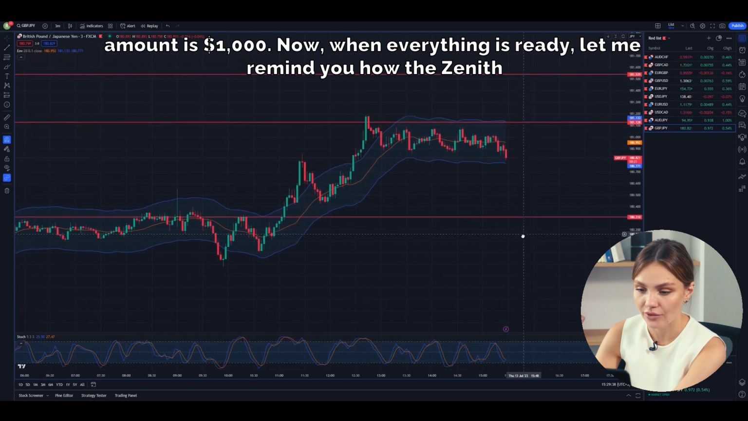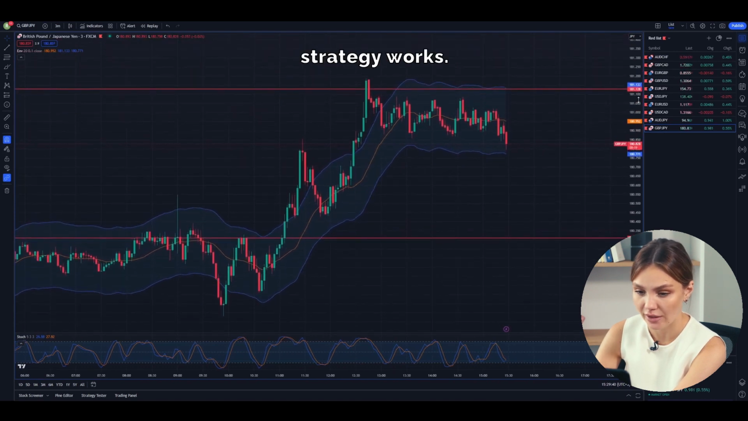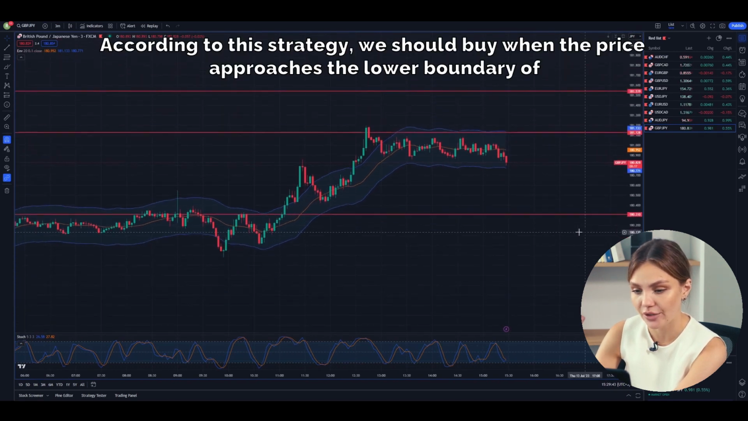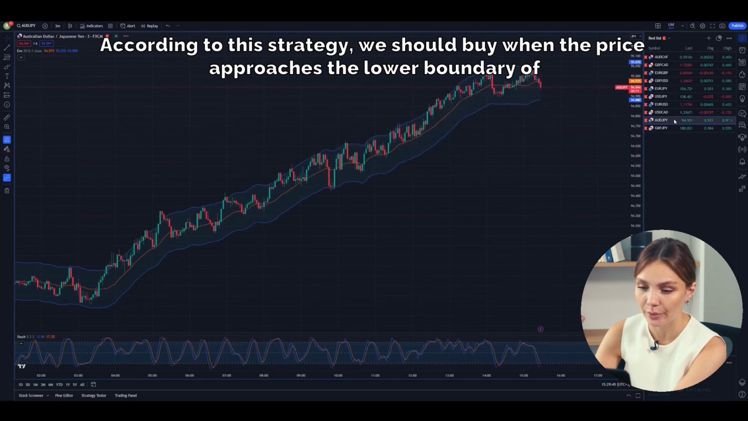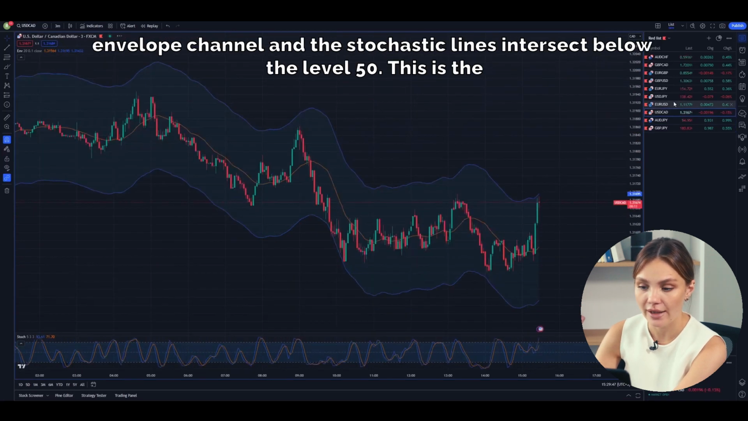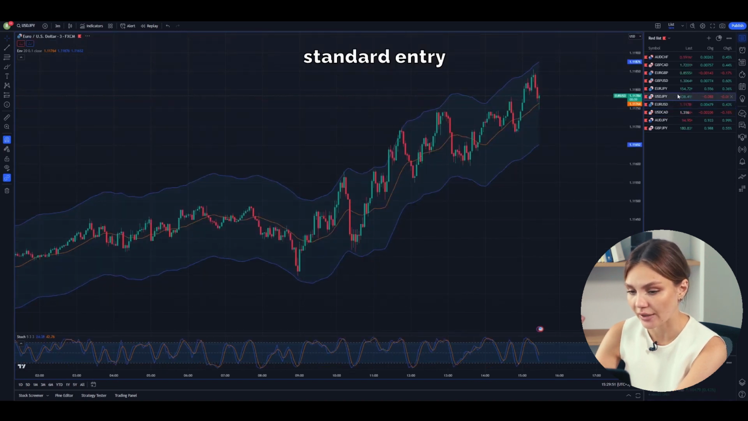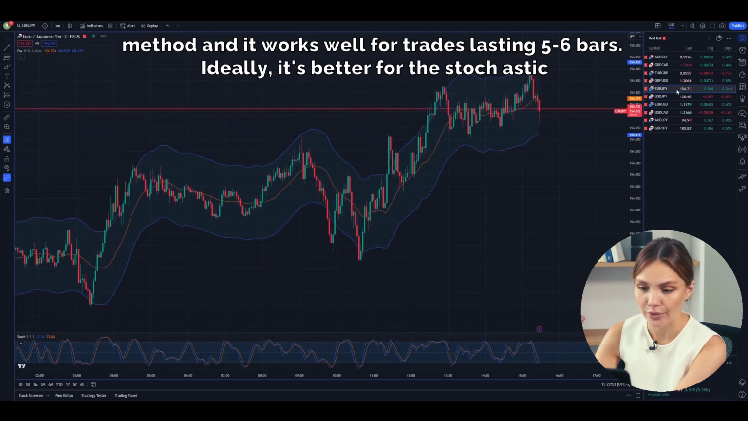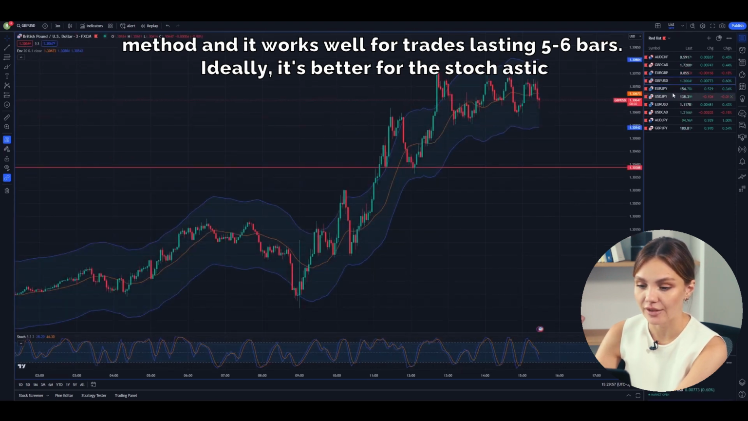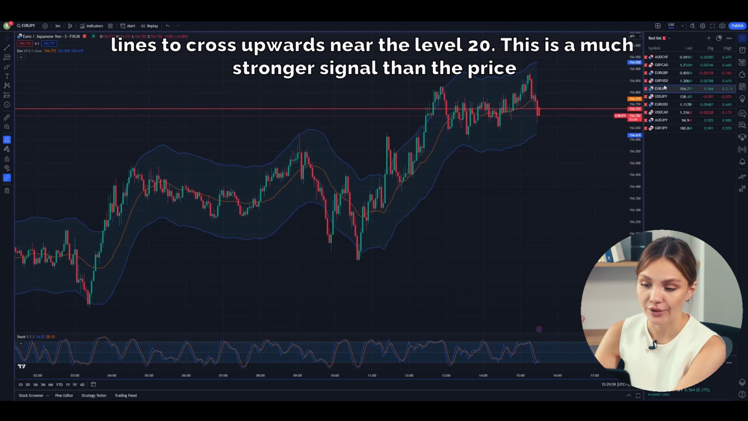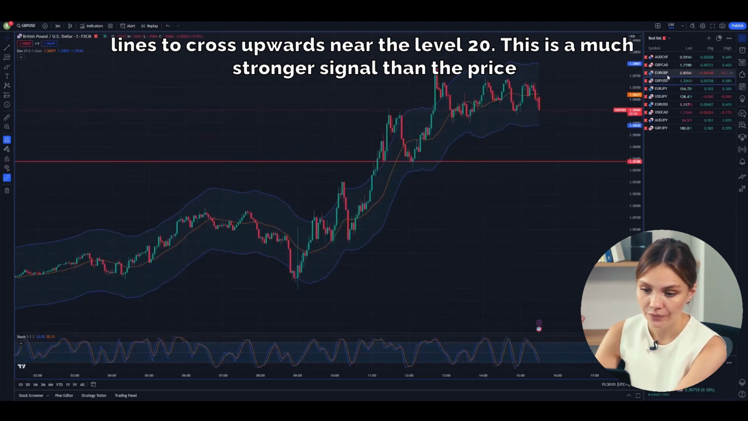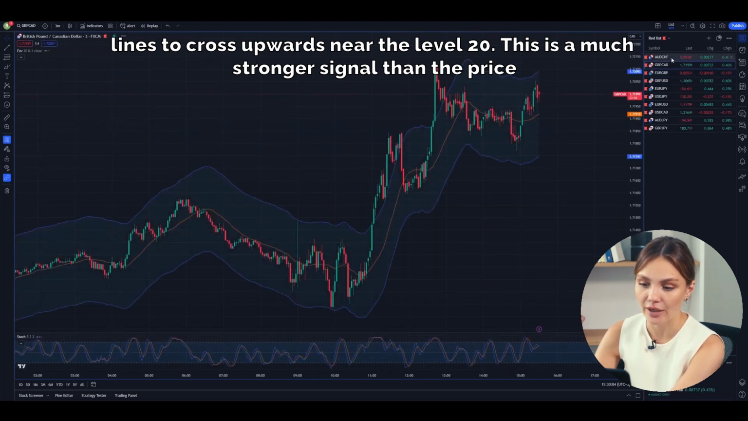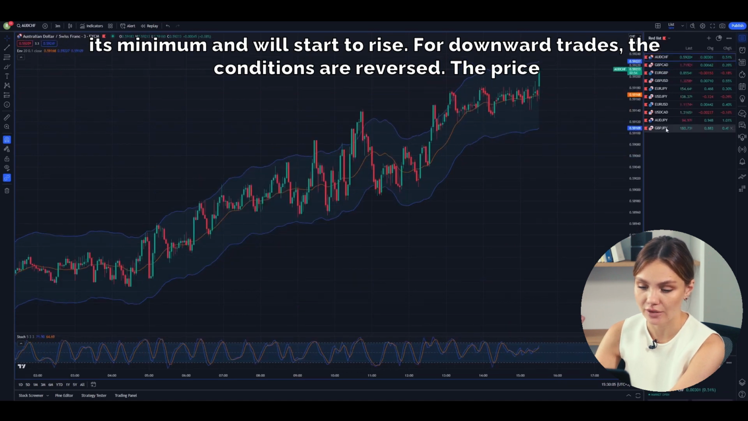Now, when everything is ready, let me remind you how the Zenith strategy works. According to this strategy, we should buy when the price approaches the lower boundary of the envelope channel and the stochastic lines intersect below the level 50. This is the standard entry method, and it works well for trades lasting 5-6 bars. Ideally, it's better for the stochastic lines to cross upwards near the level 20. This is a much stronger signal that the price has reached its minimum and will start to rise.